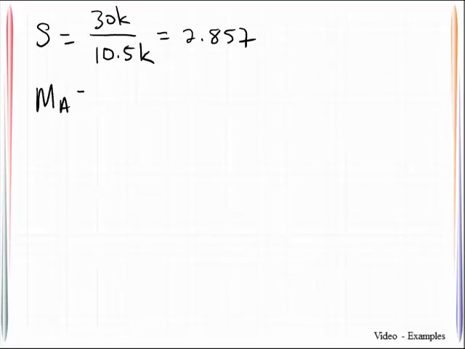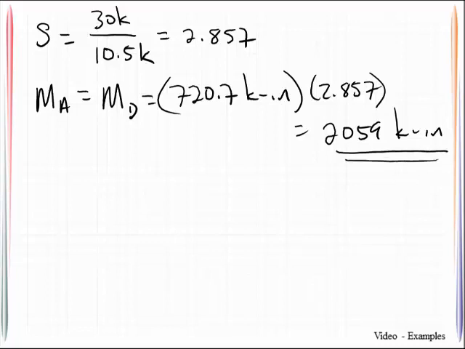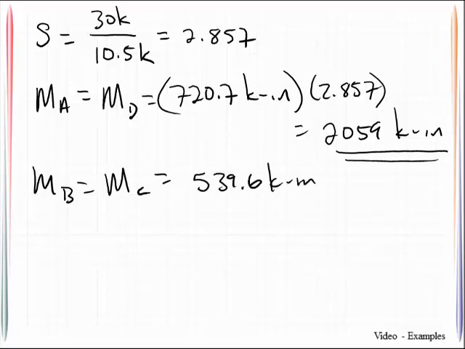So, for example, the moment at A is equal to the moment at D is equal to that 720.7 kip inches, and scale it up by this factor 2.857, and that is equal to 2059 kip inches. And the internal moment at B is equal to the internal moment at C, and that's 539.6 kip inches, multiplied by that scale factor 2.857, and that will give me an internal moment of 1,541.6 kip inches.